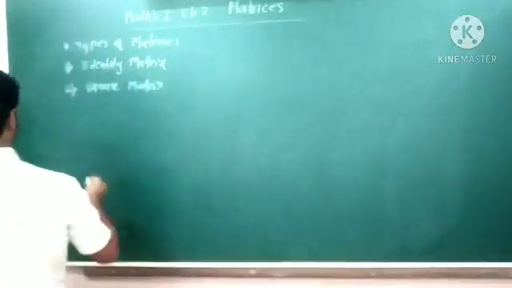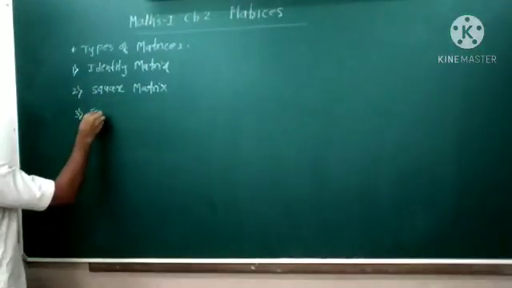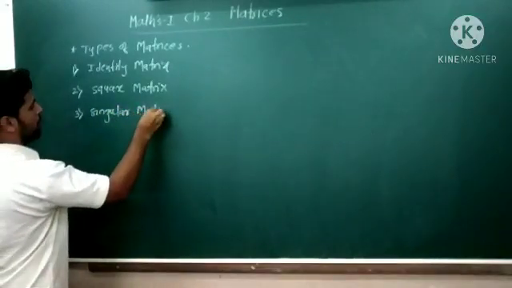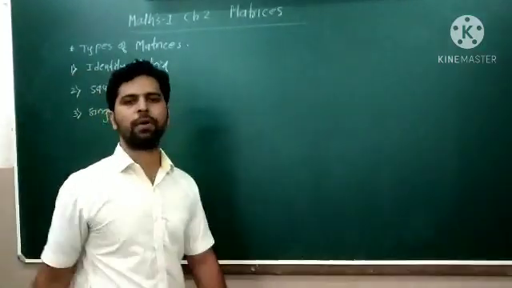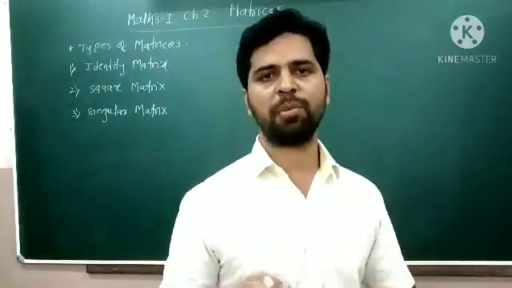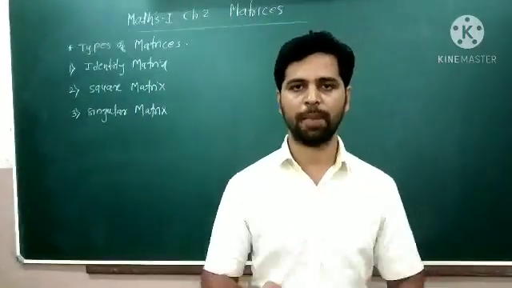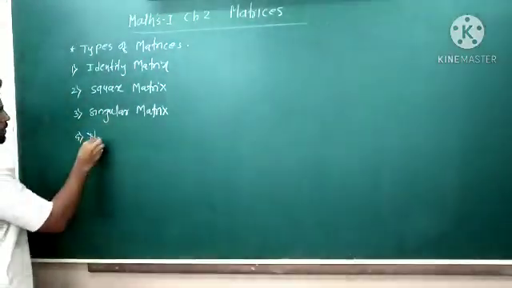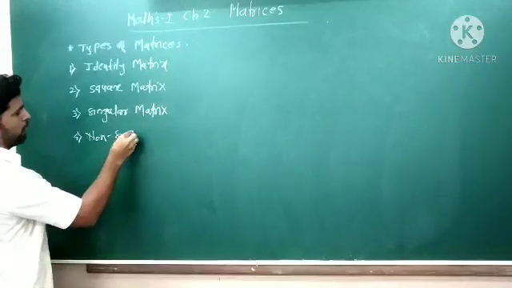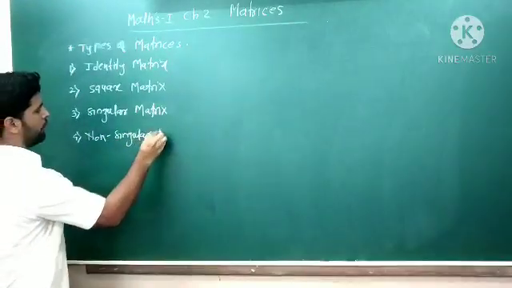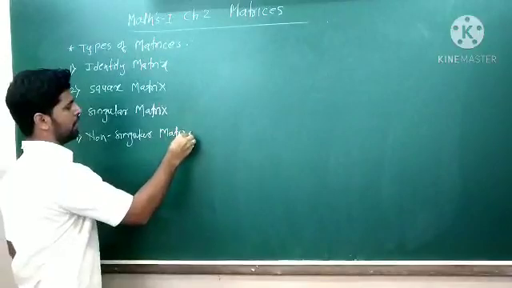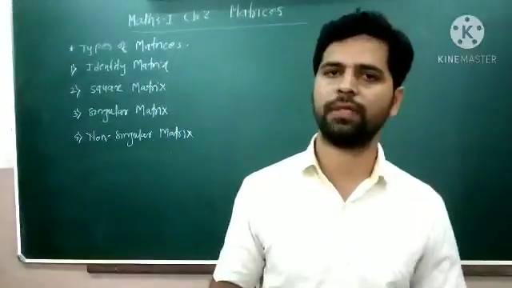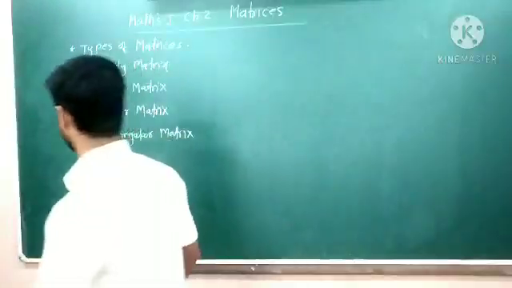Number 3, singular matrix. What is singular matrix? The matrix whose determinant is 0 is called singular matrix. Then number 4 is non-singular matrix. Singular का opposite is non-singular. The matrix whose determinant is non-zero, that is non-singular matrix.